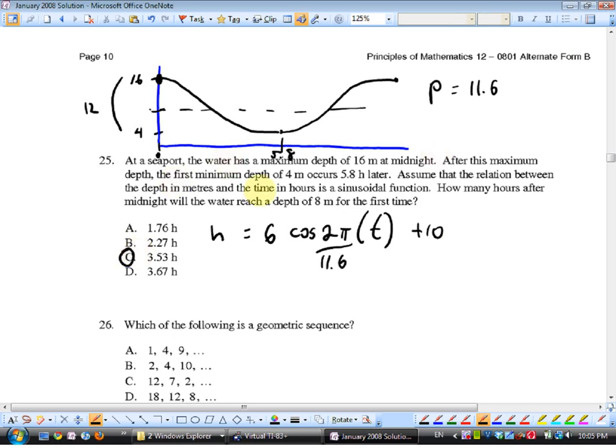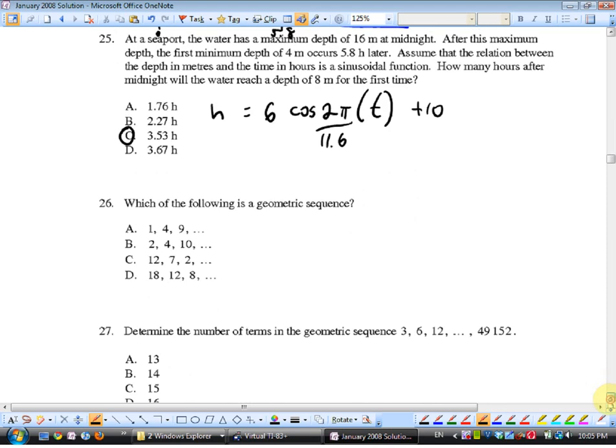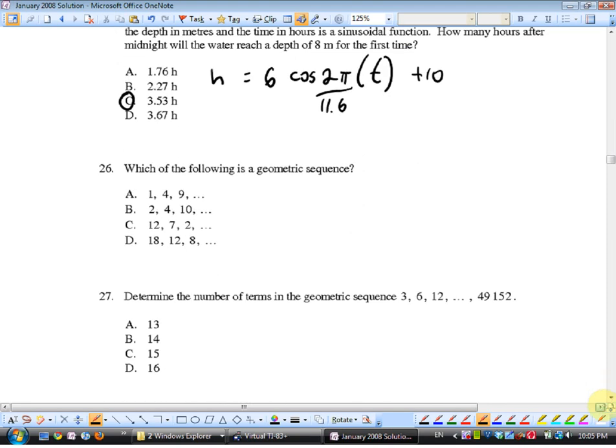Occasionally, one of these will appear on the written section as well, instead of a multiple choice question. Hey, we've just changed topics. Which of the following is a geometric sequence? I'm looking for a sequence where I'm multiplying by the same number, times by 4, times by, nah. Times by 2, times by 2, no. Times by, oh, this is looking better.